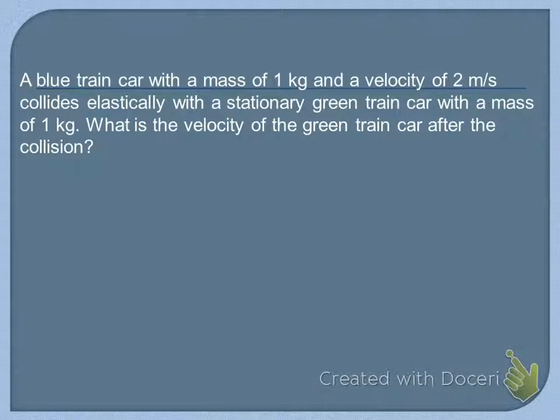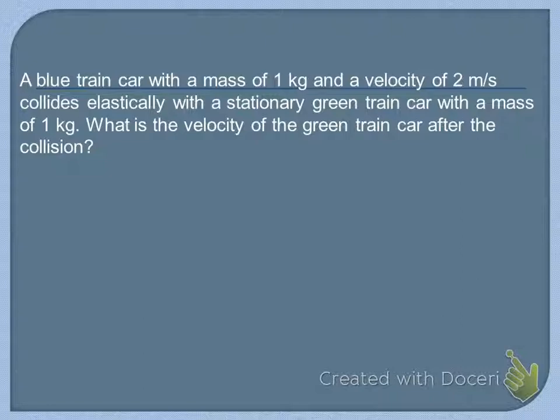Okay, so let's practice a problem. We have a blue train car with a mass of 1 kilogram and a velocity of 2 meters per second that collides elastically with a stationary green train car with a mass of 1 kilogram. And this is asking, what is the velocity of the green train car after the collision? Okay, so this actually should not be a terribly complicated problem.